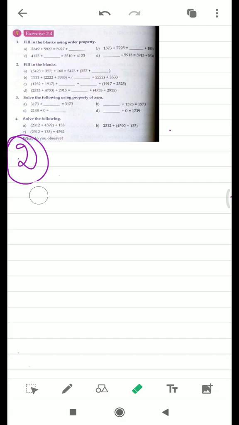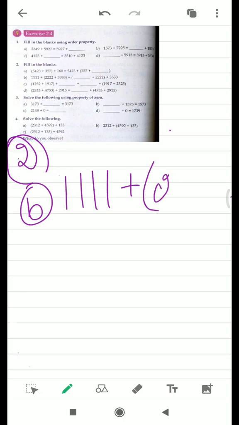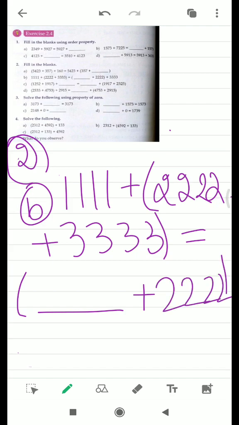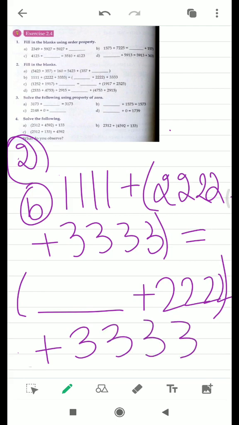So our B part now is 1111 plus grouping of 2222 and 3333 is equal to plus 3333. Now which one is missing? This one is missing. So it will come here.